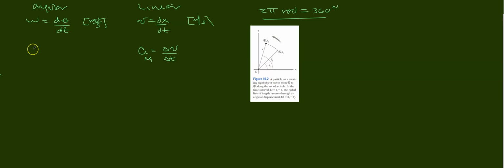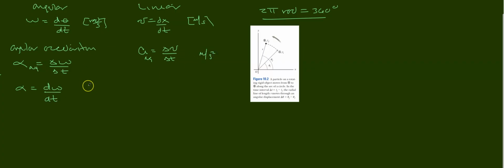We can define an angular acceleration, and we're going to use the Greek letter alpha. For the average it is going to be delta omega over delta t, and the instantaneous will be d omega over dt. So if here we had meters per second squared, here we're going to have radians per second squared.